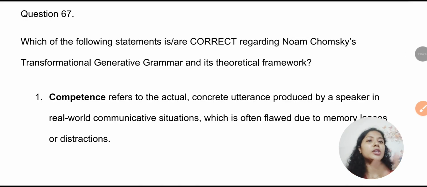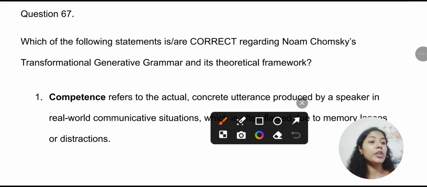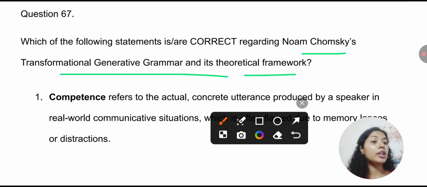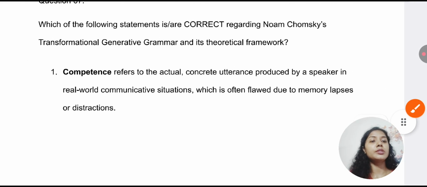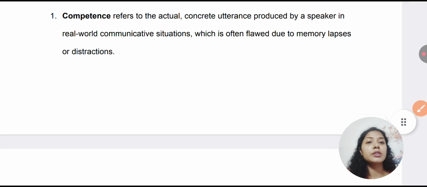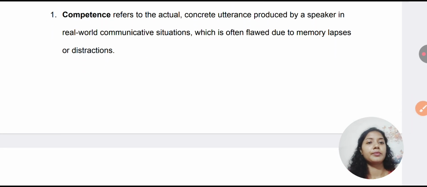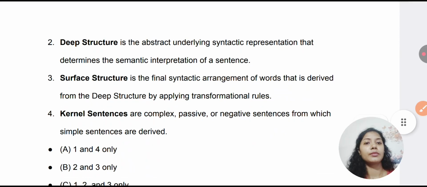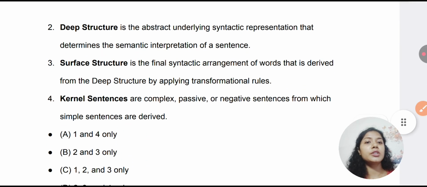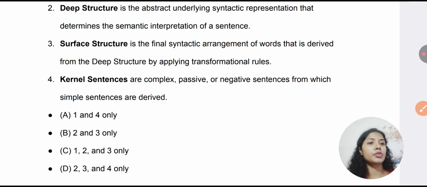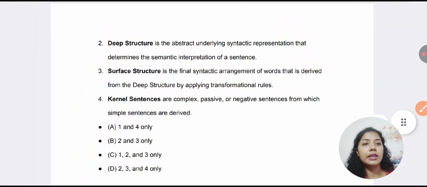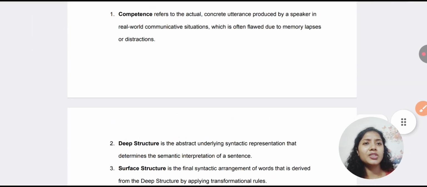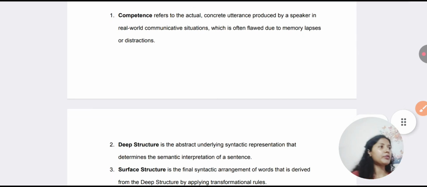Now you're going to find a question like this: which of the following statements is or are correct regarding Noam Chomsky's transformational generative grammar and its theoretical framework? Okay, so here are the statements given, and here are deep structure, surface structure, kernel, and the options. Okay, so just read. ज़्यादा छोटा हो जाएगा, ये स्लाइड बनाना पड़ेगा मुझे आई थिंक.